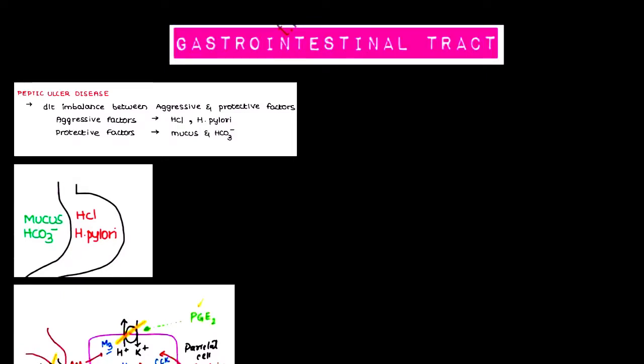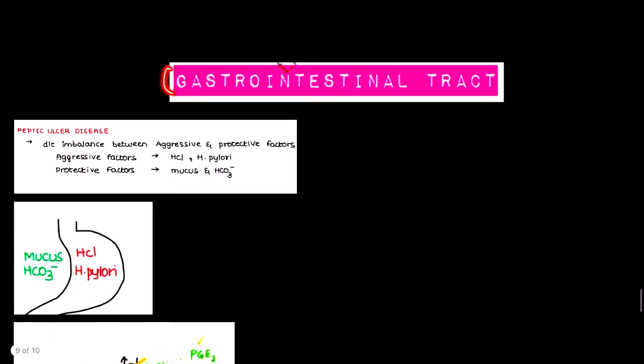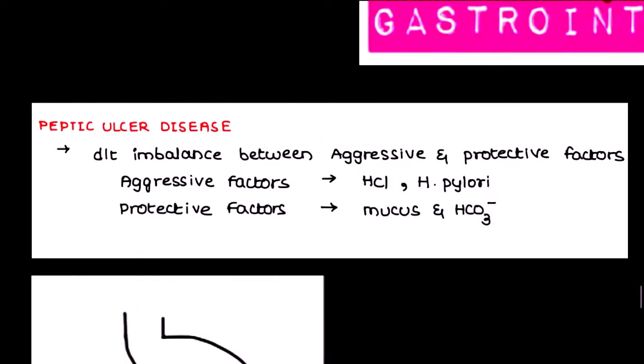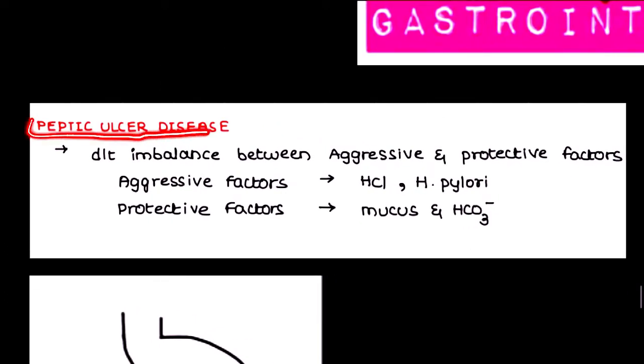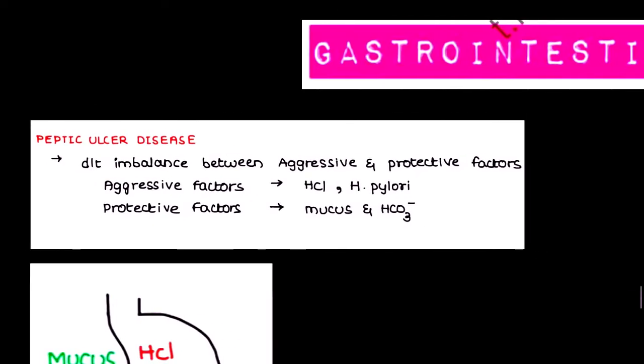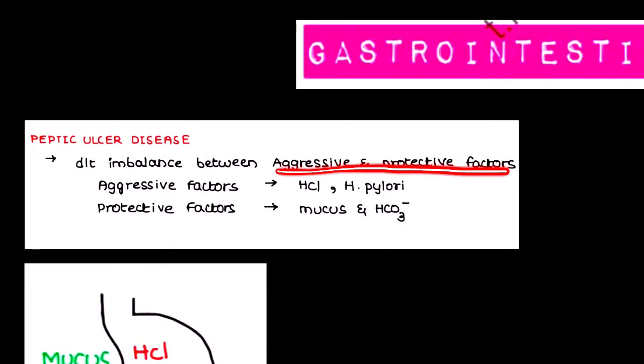The topic of discussion that we are going to cover is therapy for peptic ulcer, and this is the first lecture on gastrointestinal tract pharmacology. So, we're going to talk about the therapy for peptic ulcer disease. Before getting into that, we need to understand what peptic ulcer disease is. Simply, peptic ulcer disease is the imbalance between aggressive and protective factors.